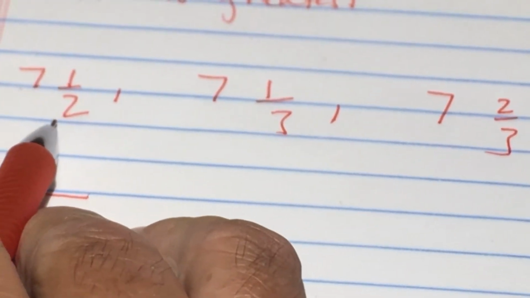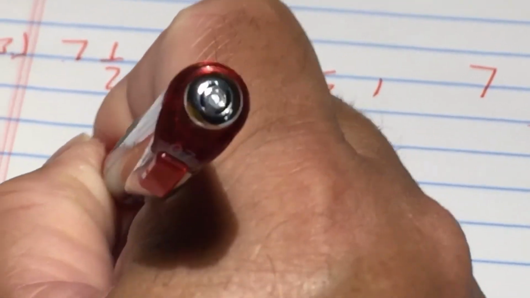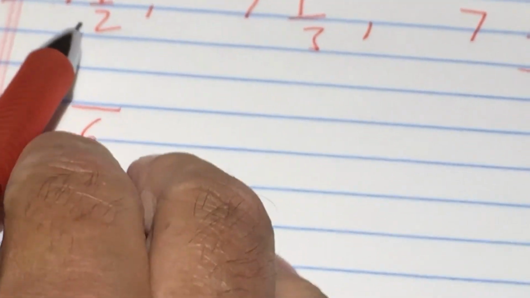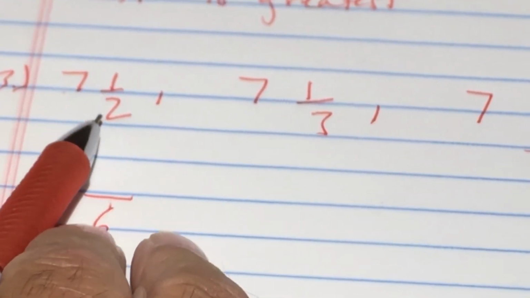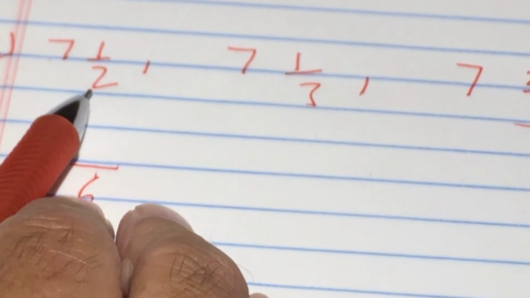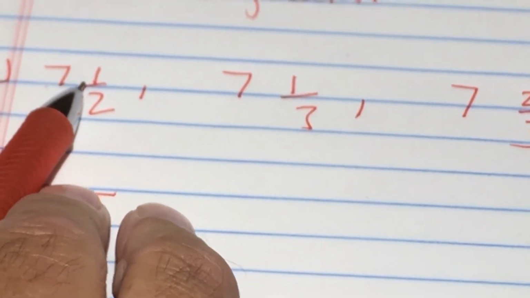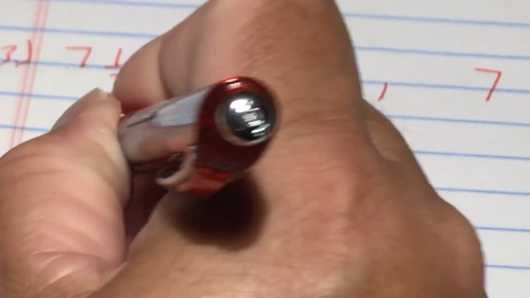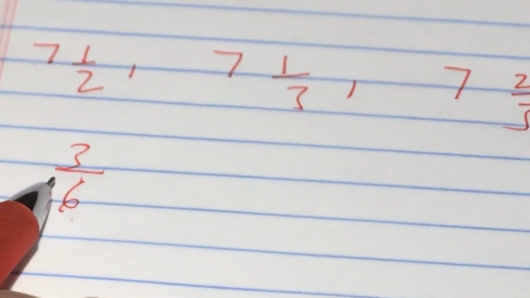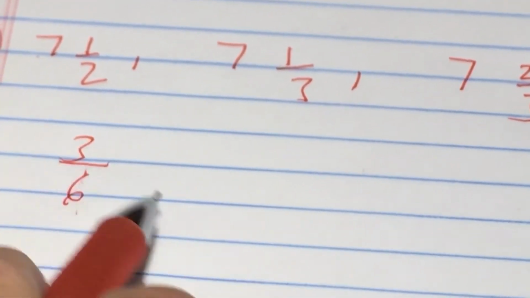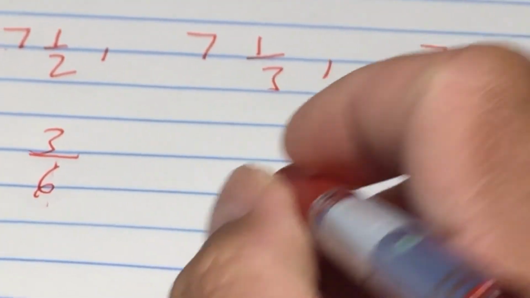So I'll start off with 1/2. I'm going to multiply 2 times what equals 6? 2 times 3. 2 times 3 equals 6. So then whatever I do to the bottom, I do to the top. So since I multiplied the bottom one times 3, I'll multiply the numerator times 3. So 3 times 1 is 3. So that first one is 3/6. It goes with 7.